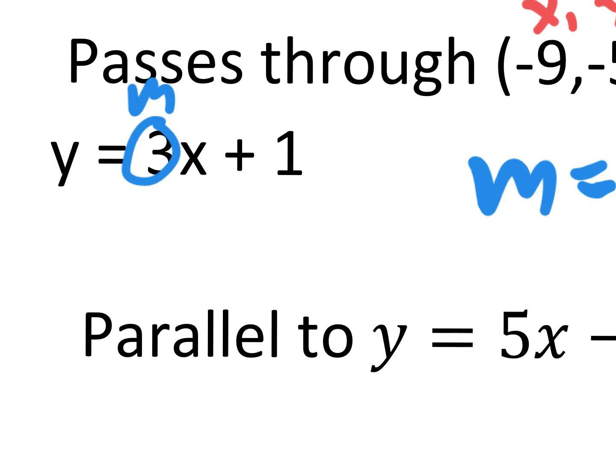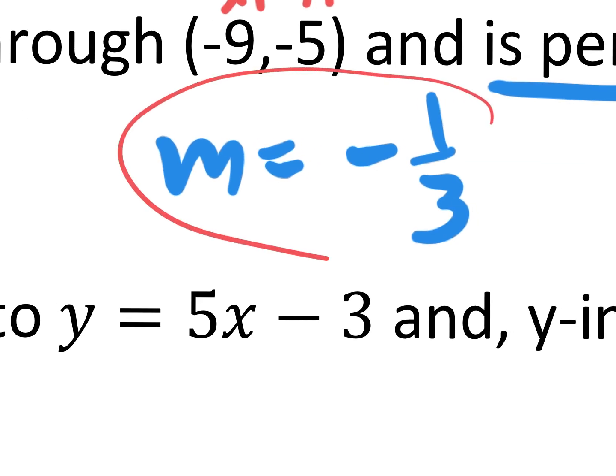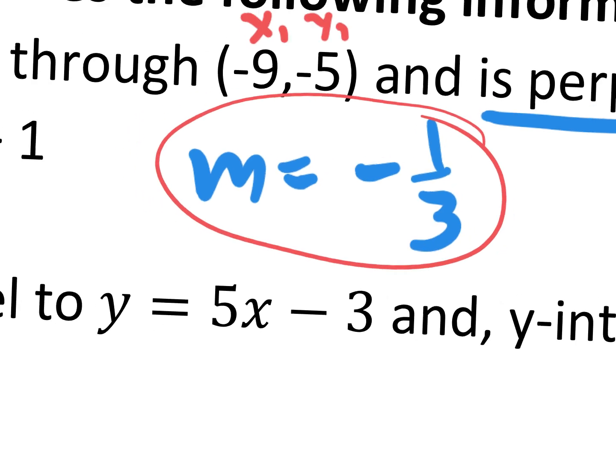You see, this slope right here is 3, technically 3 over 1. So when I say opposite reciprocal, you got to flip the fraction and change the sign. So it's going to be a negative 1/3, and that's exactly what we have over here. So indirectly, they told us that our slope is negative 1/3.